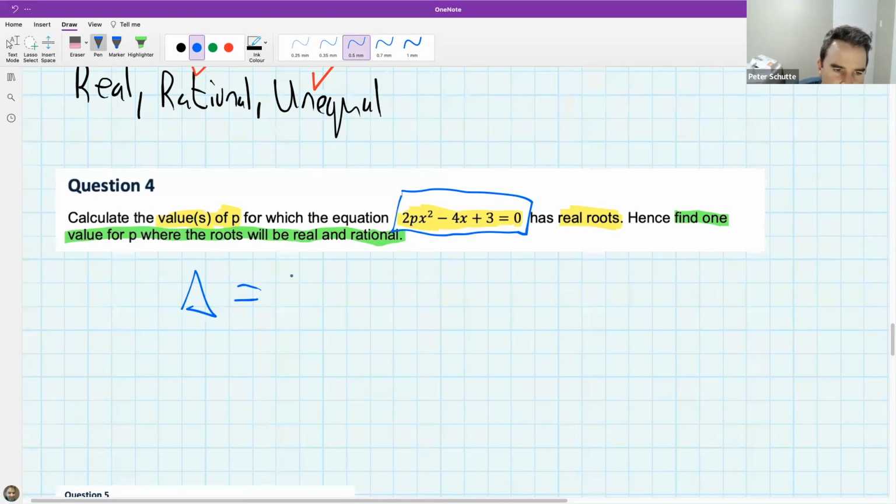So what is my delta value going to be for this?